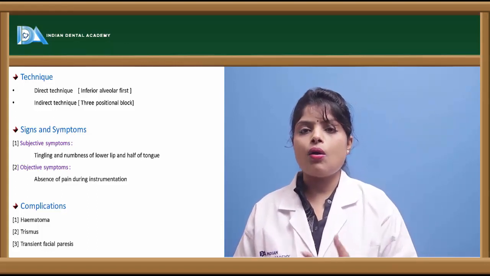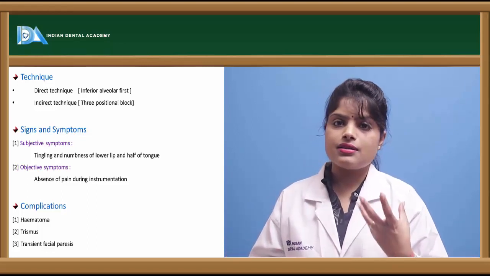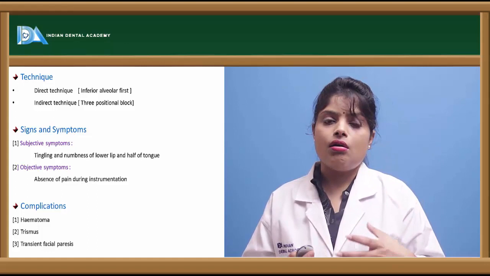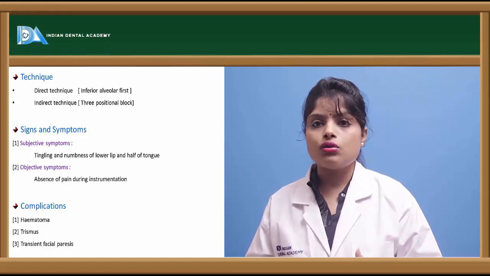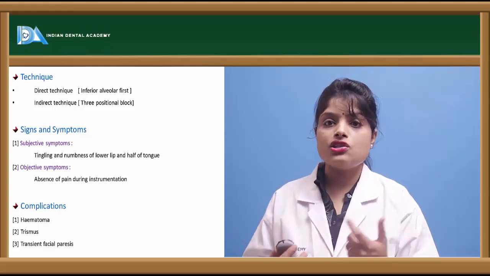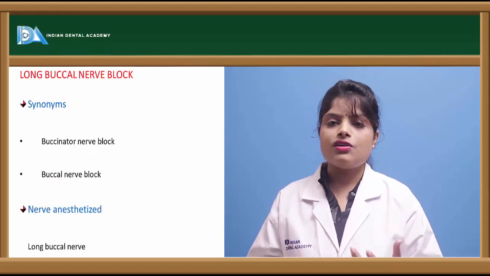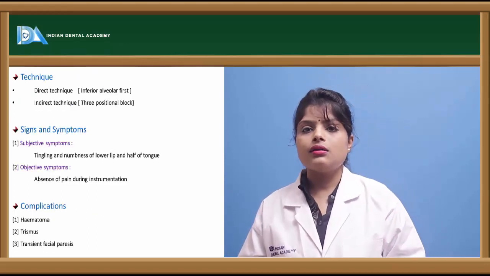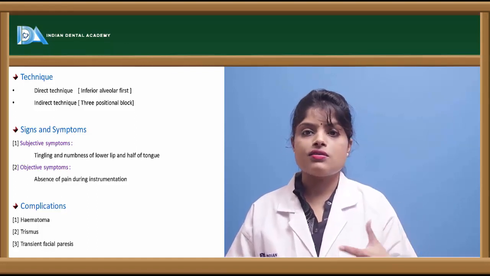There may be certain complications which can be linked to the inferior alveolar nerve block. There is a hematoma sometimes, and then there can be trismus, that is inability to open the mouth, and sometimes there can also be transient facial paralysis, that is if the facial nerve is injected with the solution. We'll also ask the patient whether the nerve block is effective or not.